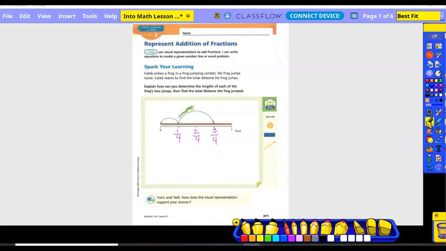Now, we can see where the frog ended up landing, right? By the last jump. Where was the frog at the last jump? The 3/4 of a foot. Okay, but what would be my number equation for this if I wanted to show what each jump was? So 1/4. And then I heard plus 3/4. Is it plus 3/4? No, because how many tick marks are between 1/4 and 3/4? 2. So plus 2/4 equals 3/4 of a foot.